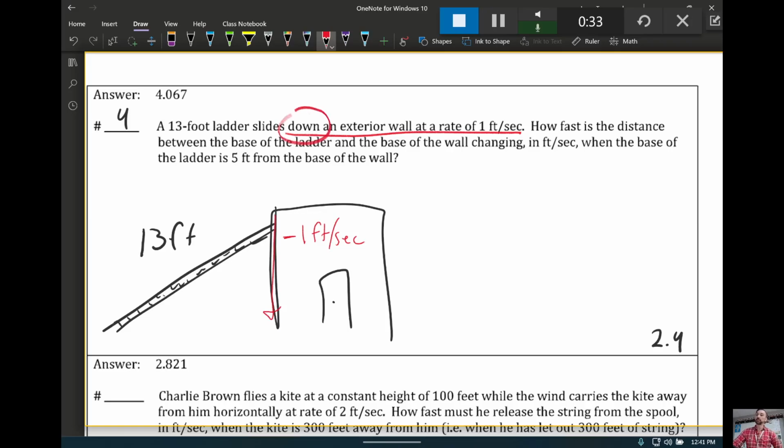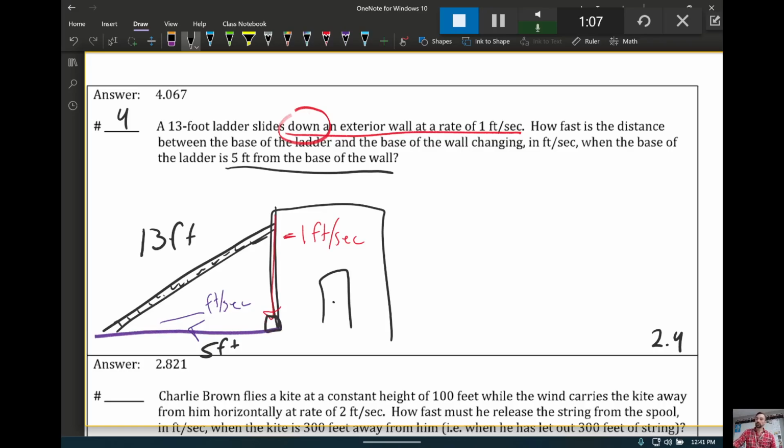Now the fact that it's falling down means you should make this negative. Going down or left should be negative. How fast is the distance between the base of the ladder and the wall changing? So I'm trying to figure out how many feet per second it's moving away from the wall, specifically when the ladder is 5 feet from the base of the wall.